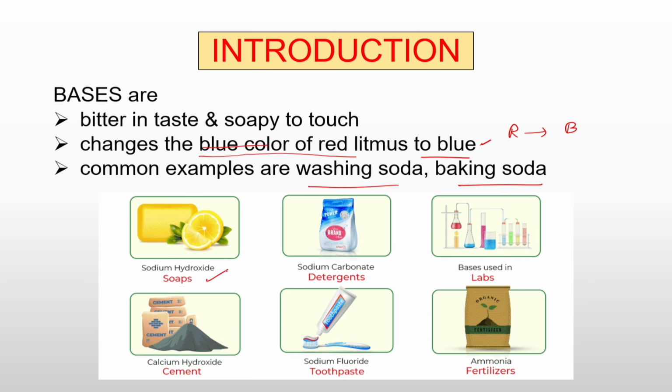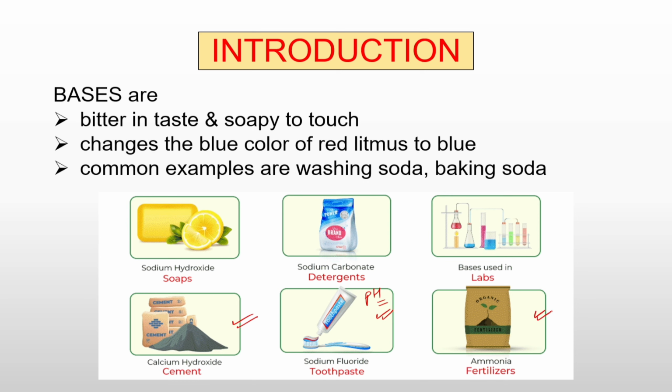We all use soap. Soaps are nothing but long chains of fatty acids with sodium hydroxide. Then we have detergents. Then we have a lot of bases which are being used in the lab. Then we have cement and these hydroxides. Toothpaste is a very good example that we will discuss later on with pH and the importance of pH.